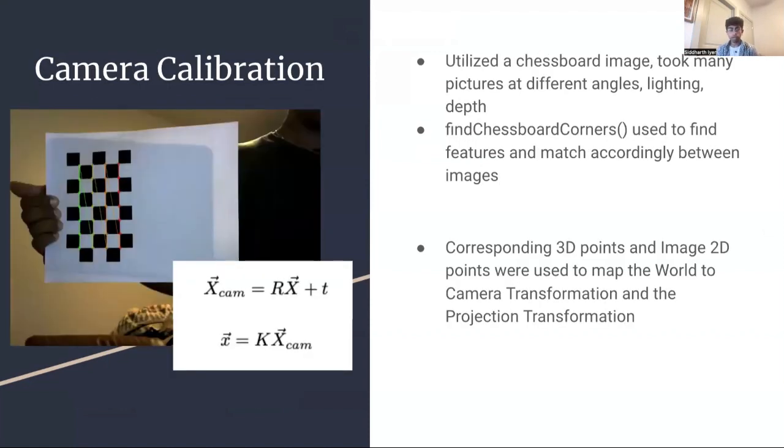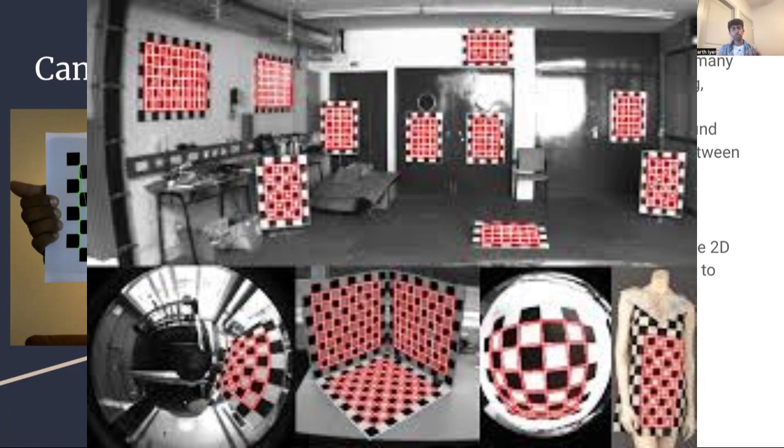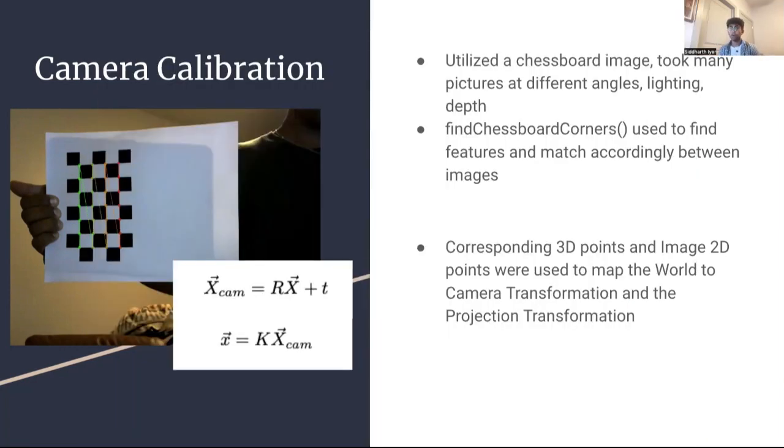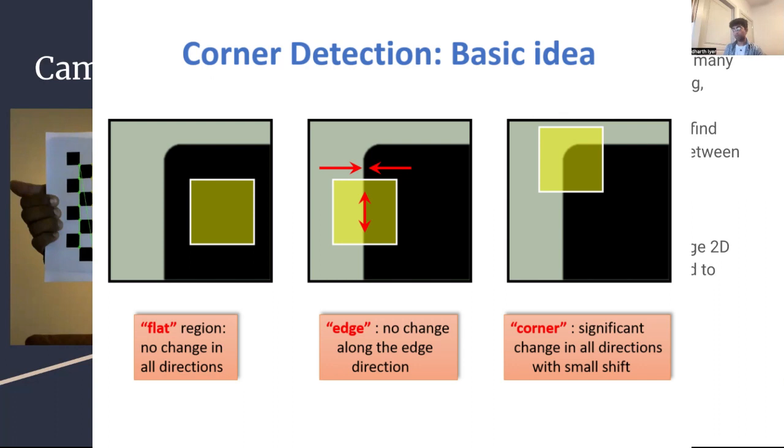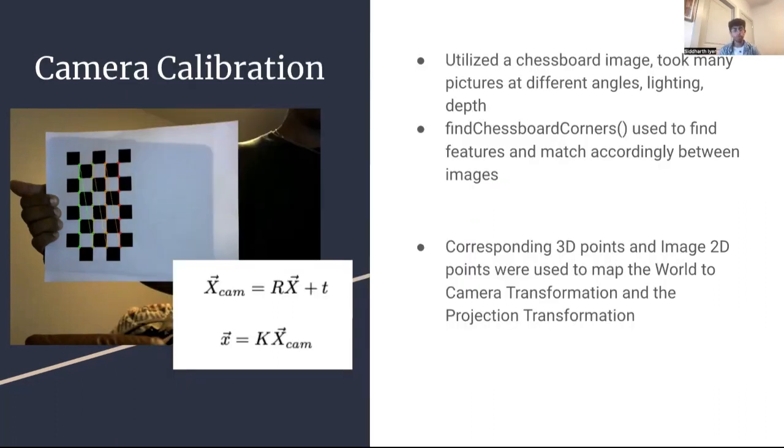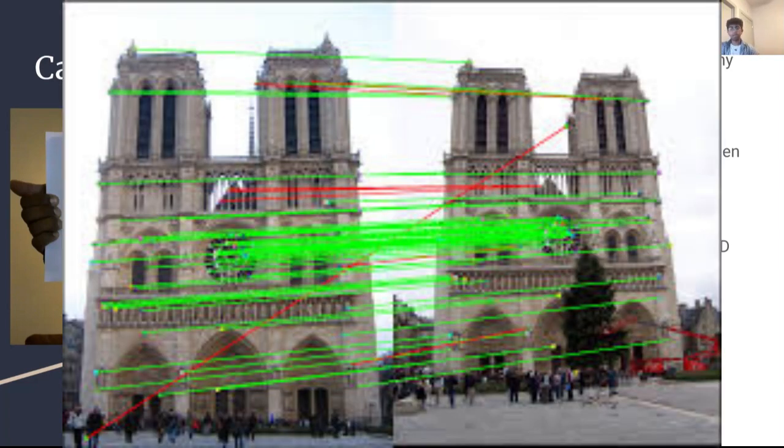From there, we calibrated the two cameras to understand their intrinsic properties. First we utilized a chessboard image, which we waved around the two cameras at multiple different angles. Because of the chessboard image, it's really easy to pick out corners, and there's a find chessboard corners tool in OpenCV, so that helped out a lot. From there, we were able to pick out all the matching features between the two cameras and then match those accordingly.